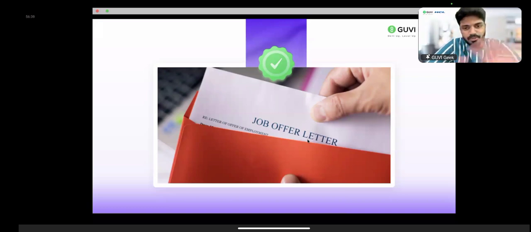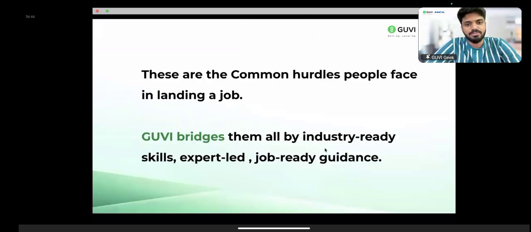And finally, whatever process is done, you will be provided the job offer letter. This is how the process goes. So here you can see these are all the common hurdles people face in landing a job.